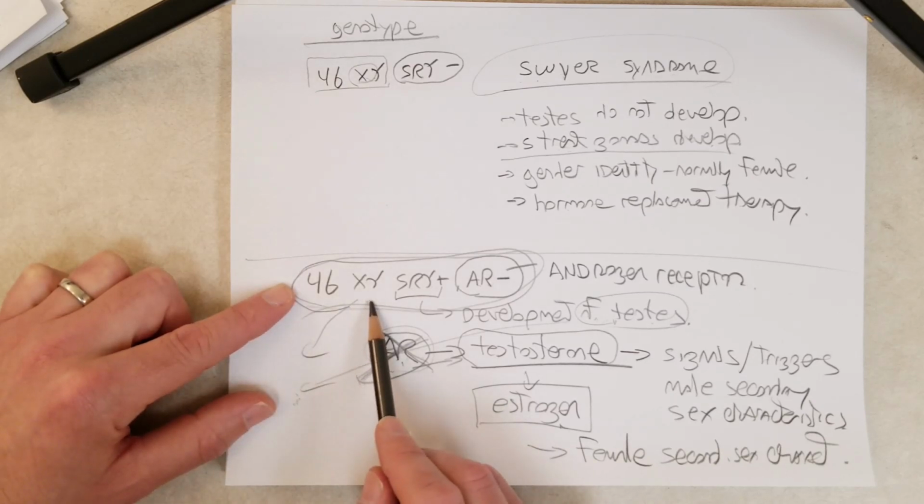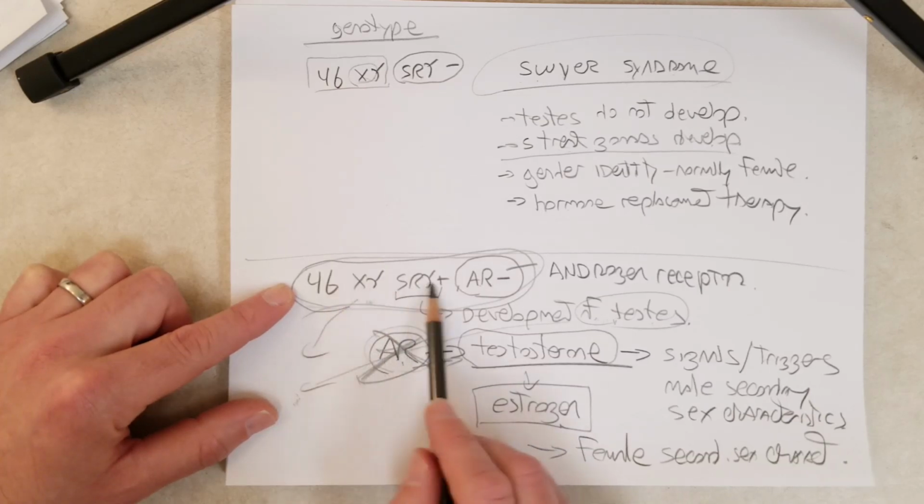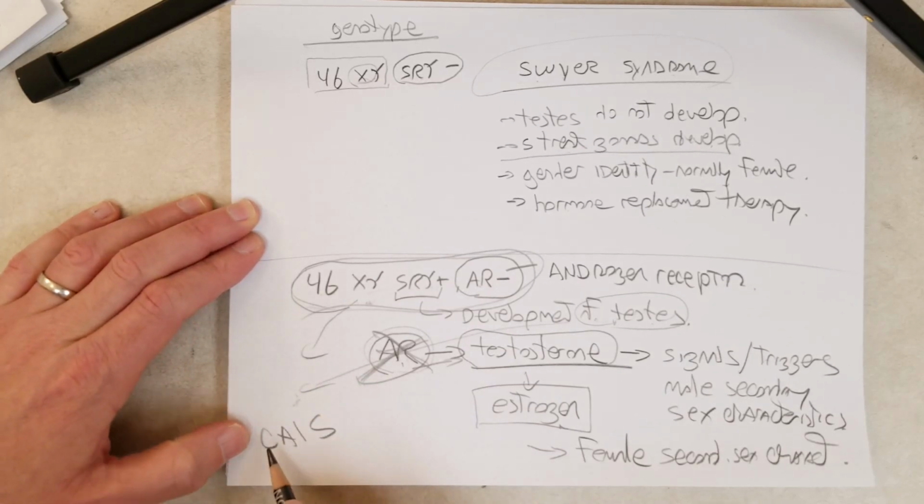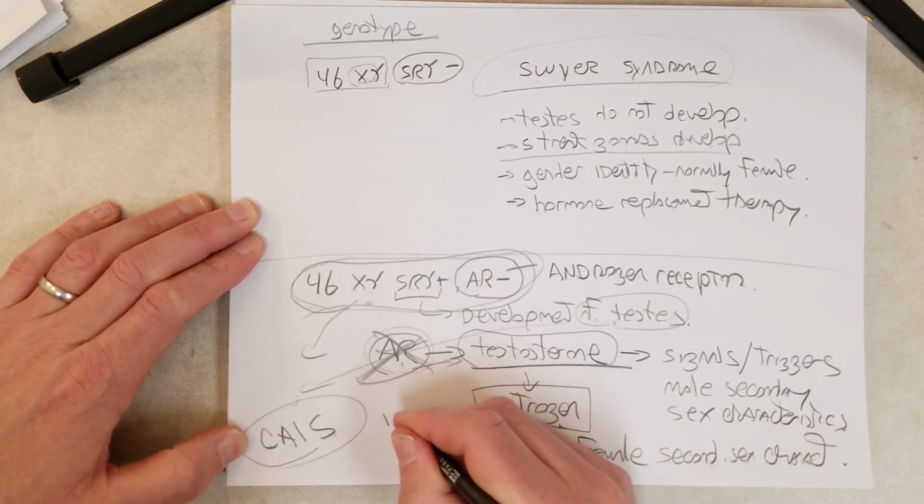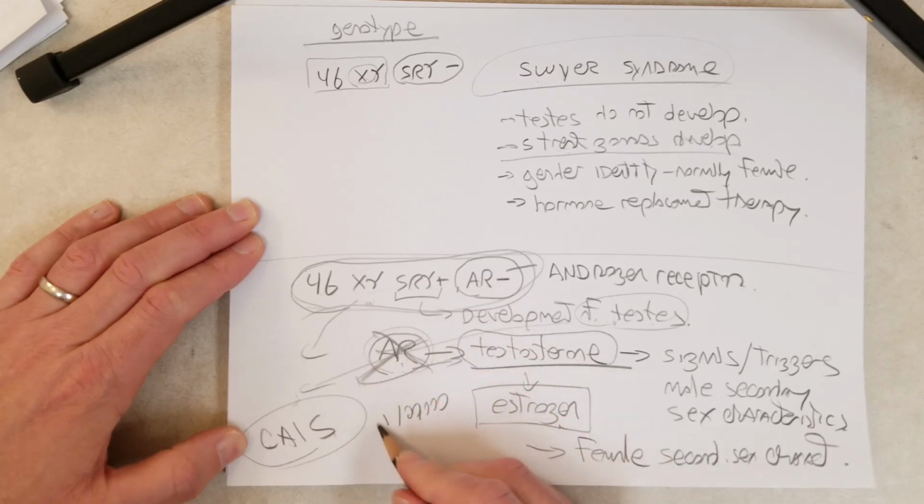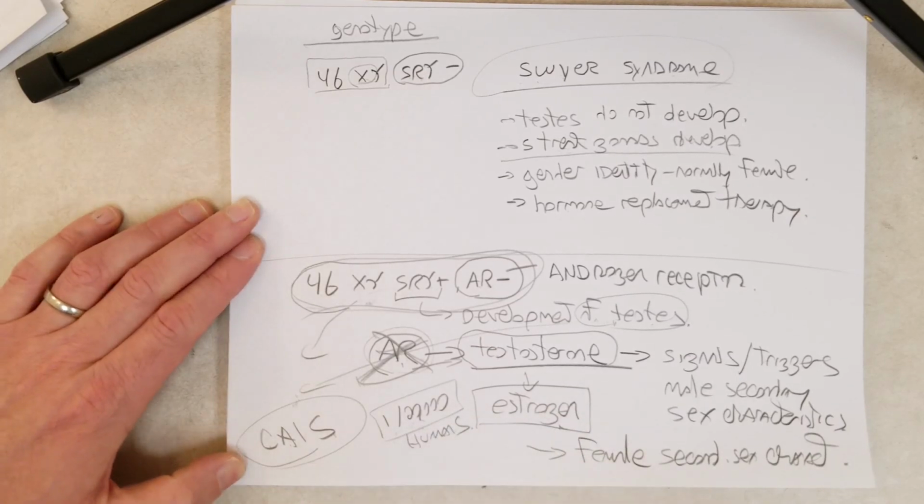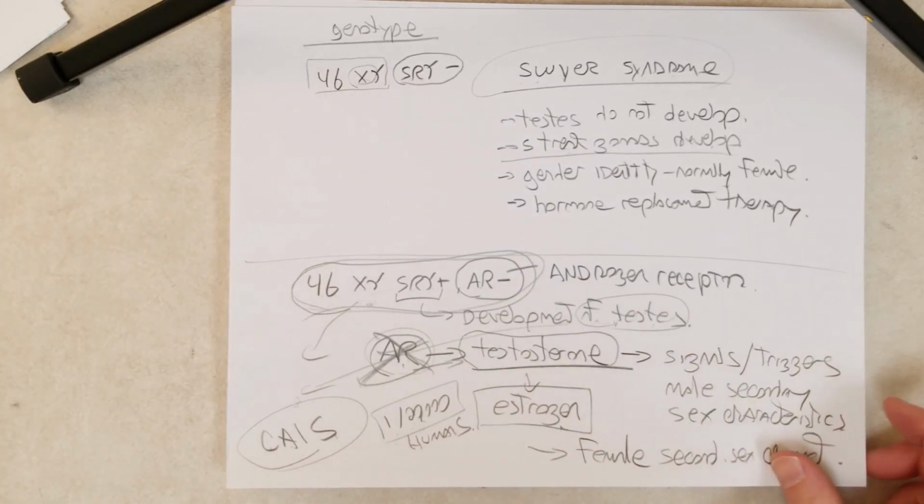And I believe in the notes, I have some links to a young woman, probably in her 30s now, who talks about her experience with having this genotype. The syndrome is called Complete Androgen Insensitivity Syndrome, CAIS. And it occurs about 1 in 20,000 humans. I think this is 1 in 20,000 humans, not 1 in 20,000 females. Yeah, let's just say this is 1 in 20,000 humans. Okay, so one more.